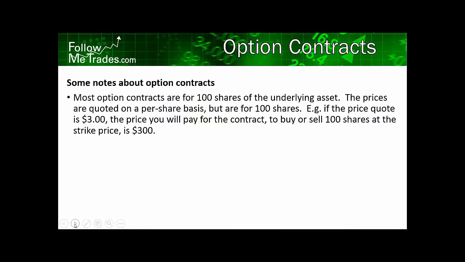We already did the disclaimer. So just some notes here, talk about stock option contracts. Most of them are for 100 shares, either of the underlying stock or ETF. The prices are quoted on a per share basis, but they're for 100 shares. So you'll see price quotes in option chains maybe for $3. The price you're going to pay for the contract to buy or sell 100 shares at the strike price is going to be $300. So it's always 100 times the quoted price.